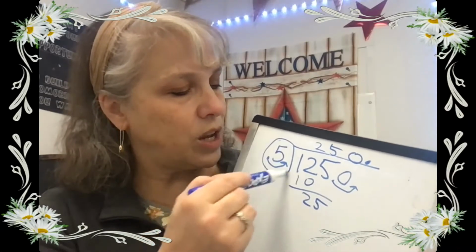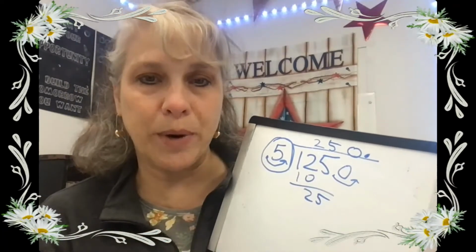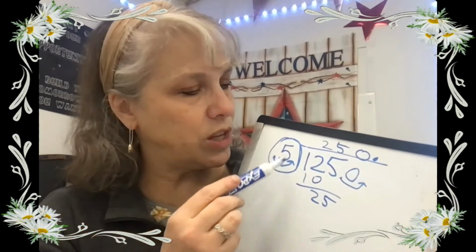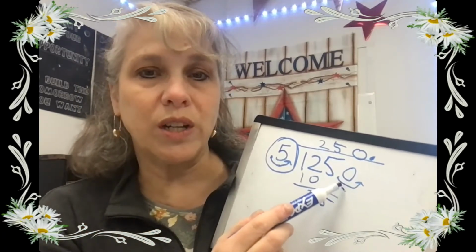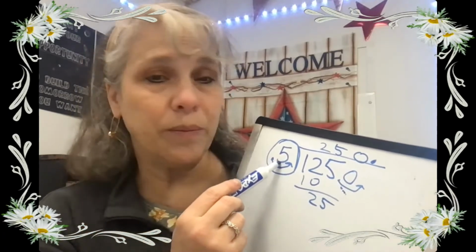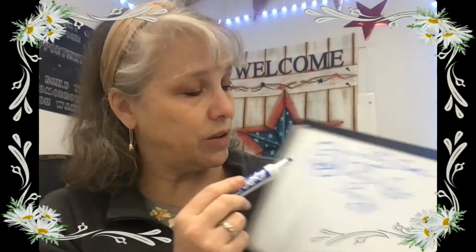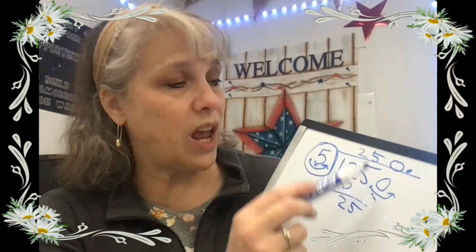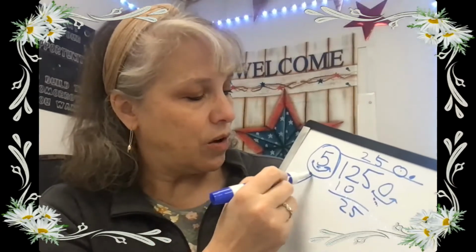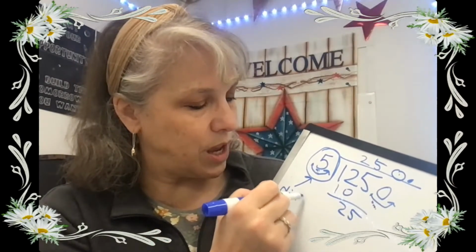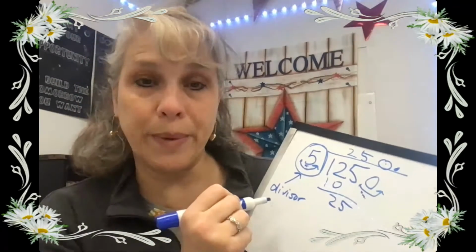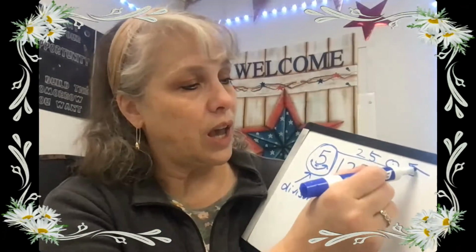So this number here has to be a whole number. And whatever you do to this one, you have to do to the dividend. This is the dividend. This is the divisor. This is the dividend, and this is the quotient. Okay, so the divisor has to be a whole number.